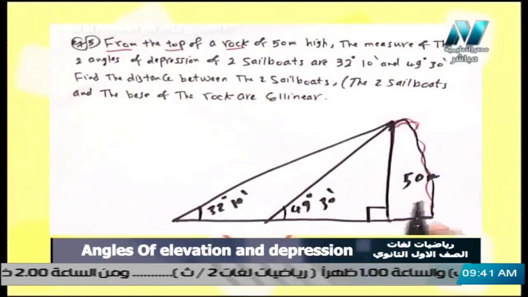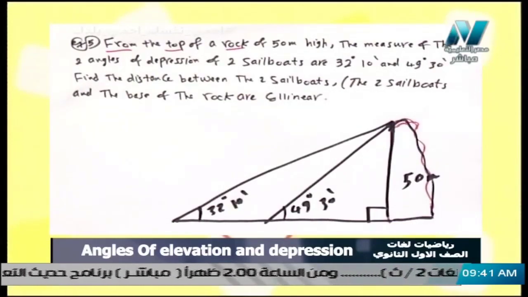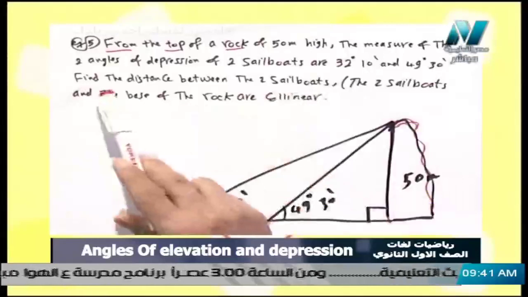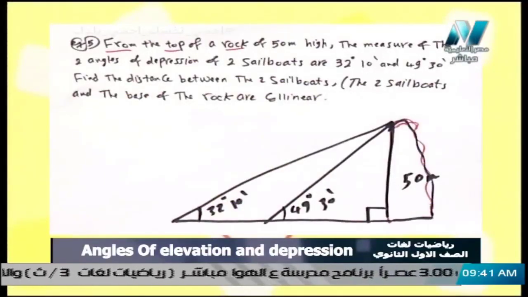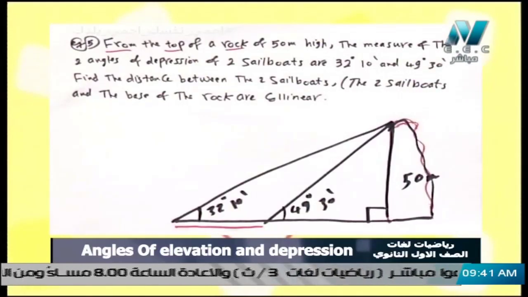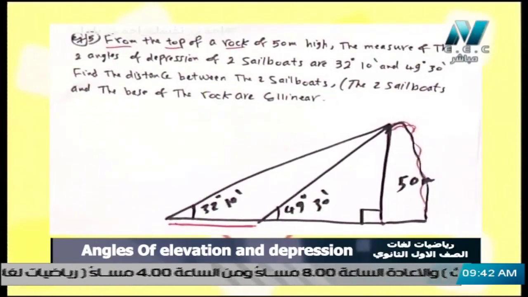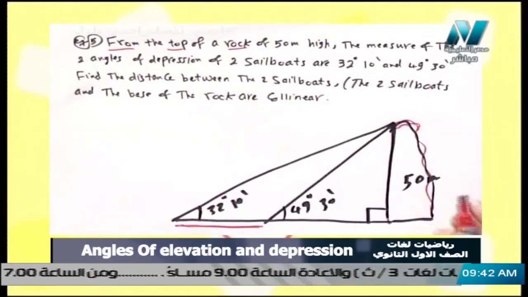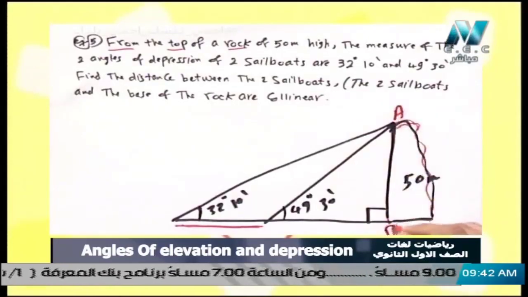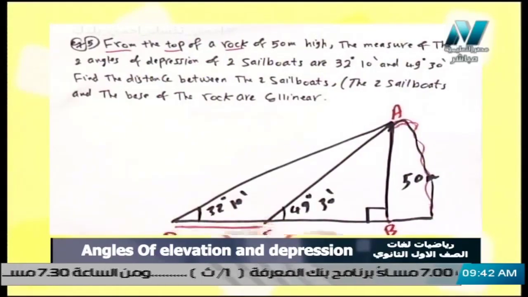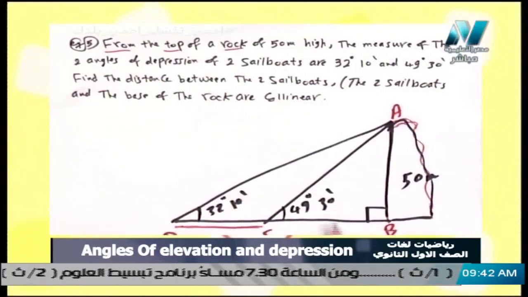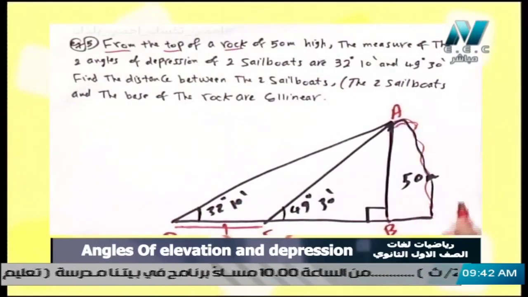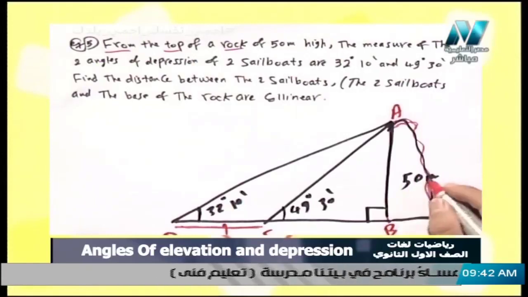And this is of course a right angle triangle. We have drawn this figure, and we have two angles here. Find the distance between the two sailboats. So we want to find this line segment length. If we name these points A, B, C, and D, then DC here is the request. Okay, and we have only 50 meters and a right angle.